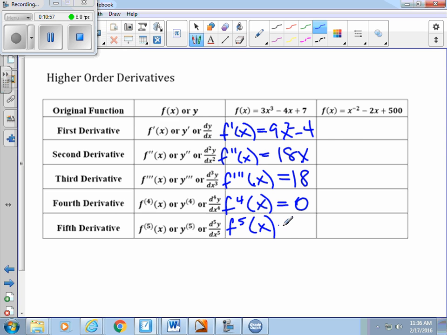Derivative of the derivative. Do we have to show all that work? Well, if this were the question, yes, because it asked you to find all five. But if it just said fifth derivative, then no. If it were truly a cubic, you could know the fifth derivative was going to be 0.